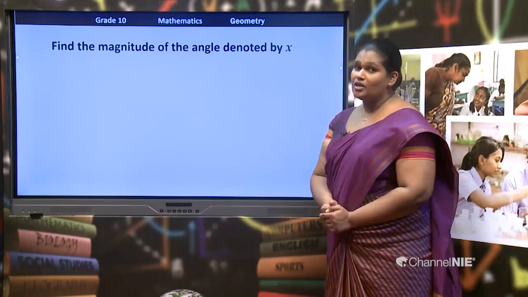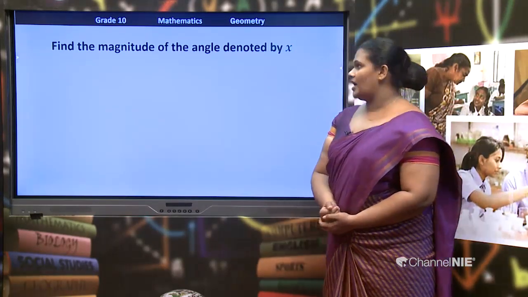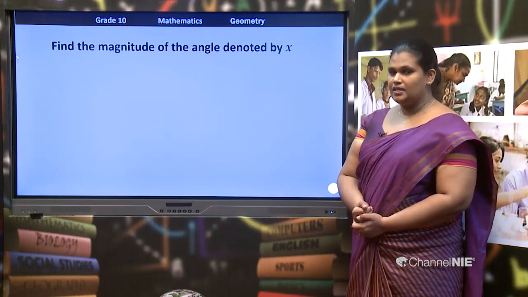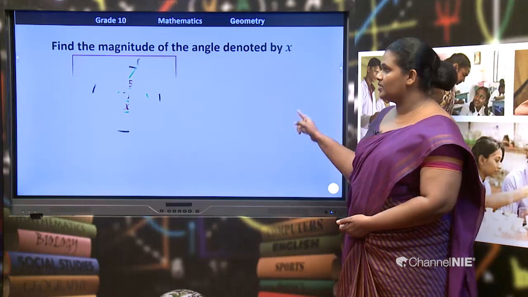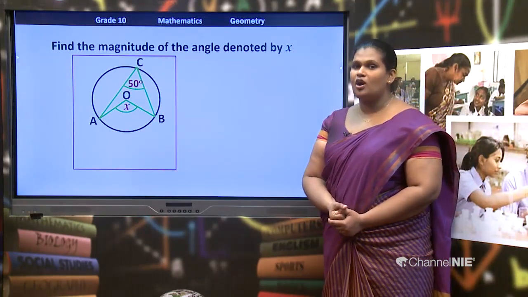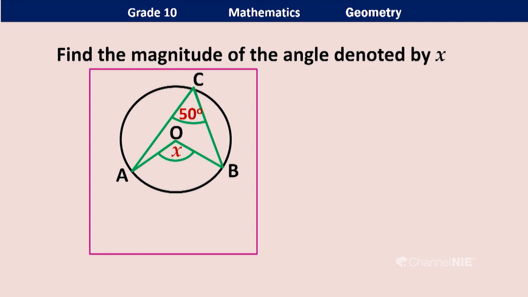Now, my question. Find the magnitude of the angle denoted by x. So, where is x? We'll see. Now, here I have got a circle of center O, and I have marked 3 points on the circle. Those are point A, point B and point C. Now we have to find x.